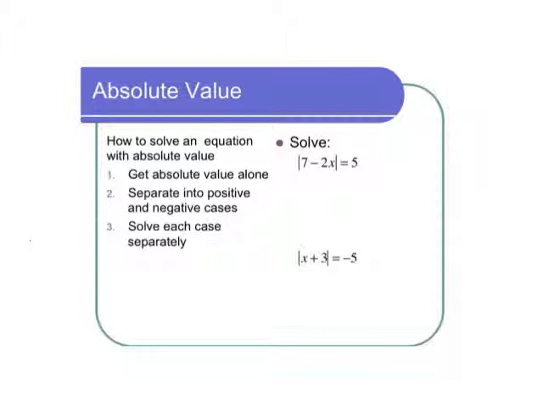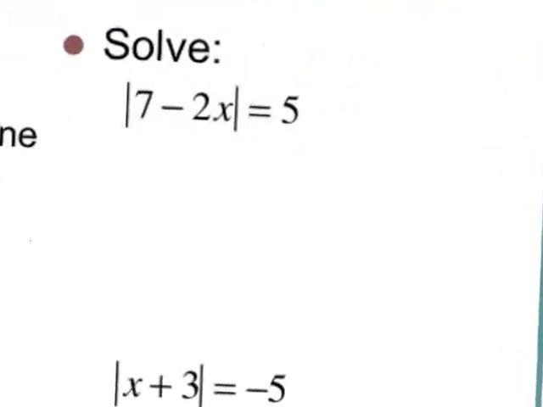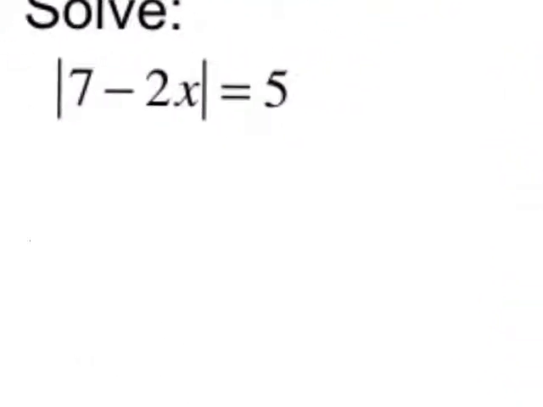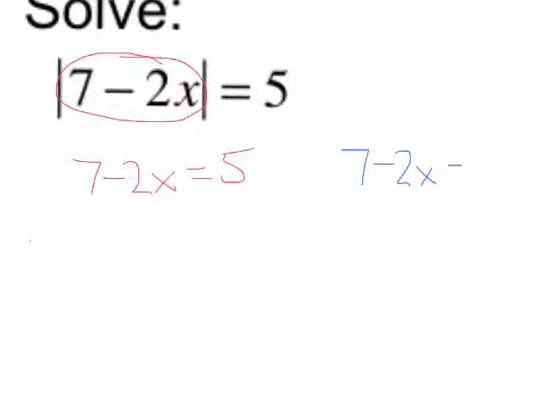Few other examples, same steps. We're going to try to get absolute value alone, and then we're going to split it up and solve for it. So this example, the absolute value of 7 minus 2x equals 5. The absolute value is already alone, and so we can jump straight to the splitting up step. The stuff inside the absolute value, in one case, equals 5. And in the other case, equals negative 5.